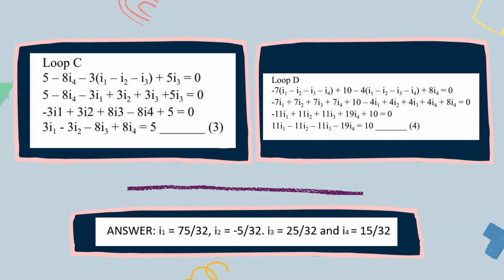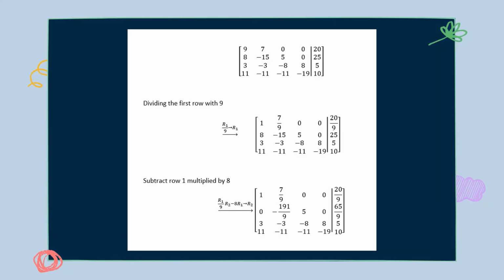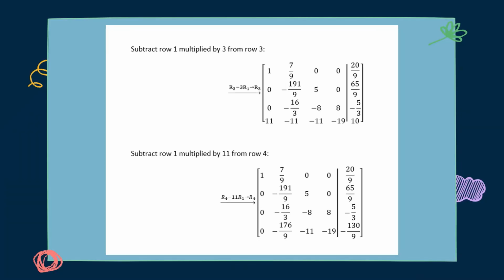Thank you. From the linear equations, for the first part, we need to form an augmented matrix and then apply Gauss-Jordan. In the first row, the first entry is 9, so we need to get the leading one. We need to divide the first row by 9, and then subtract row 1 multiplied by 8 from row 2. Subtract row 1 multiplied by 3 from row 3. Subtract row 1 multiplied by 11 from row 4.